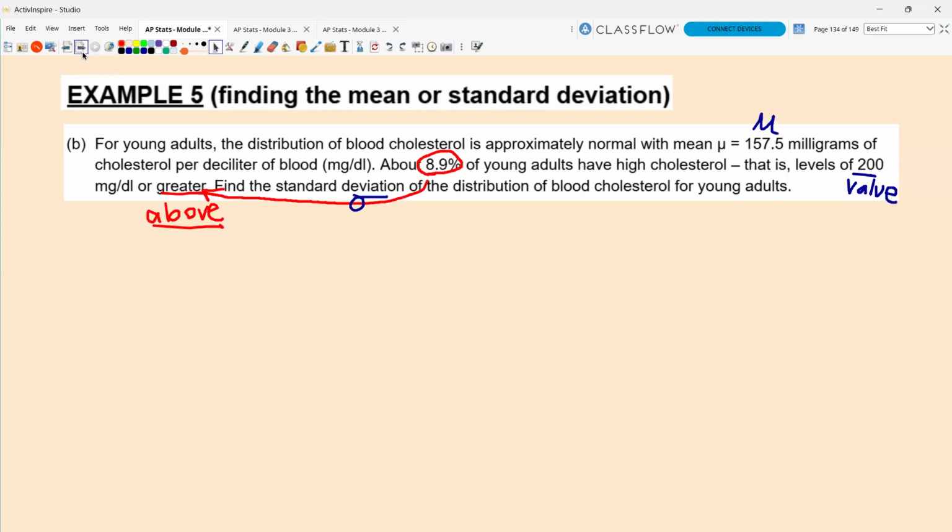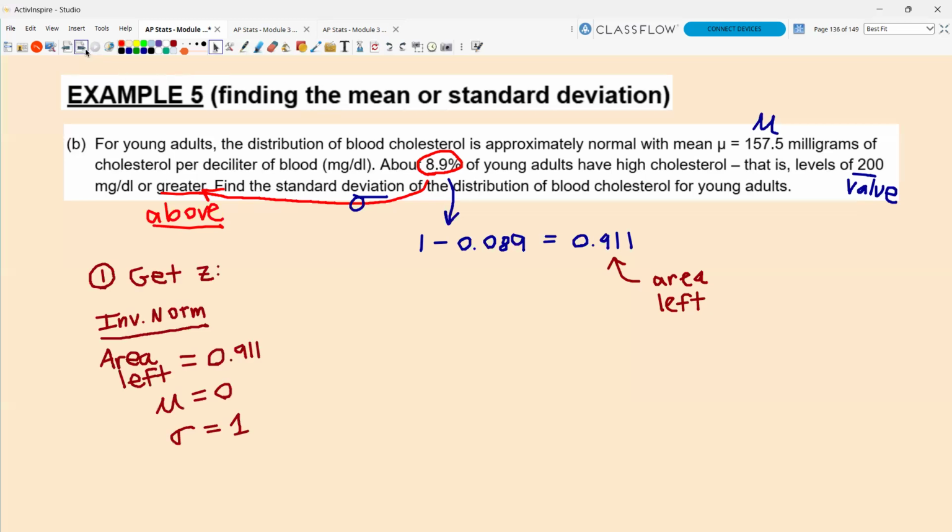So here we go. Let's identify some key points. We're given a greater than, so we're given an above, and we like to go below in the z-score formula. So make sure you take your percentage and subtract it from 1. 0.089 is the decimal. Subtract that from 1 and you get 0.911. That's going to be your left area. You're given the mean, you're given the value. We need to find the standard deviation.